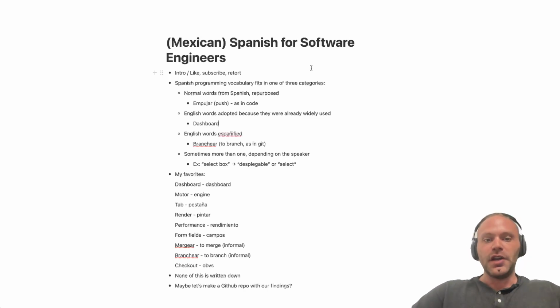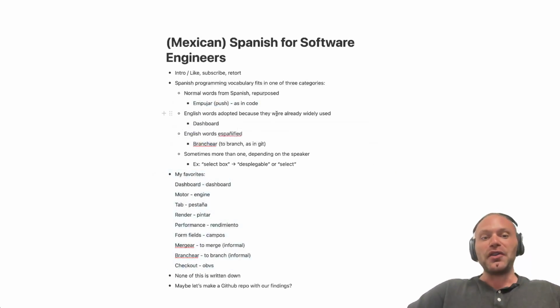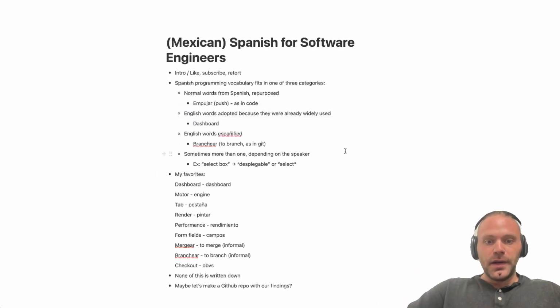But the truth is, among engineers, it's just very common to say something like branchear. So they start with an English word, branch, which is not native to Spanish, obviously, and it just becomes a verb like that. And that's also pretty common. The challenging part is just understanding which category it's going to fall into. But the good news is a lot of times you can just use an English word and it'll be understood. So that's the good part.